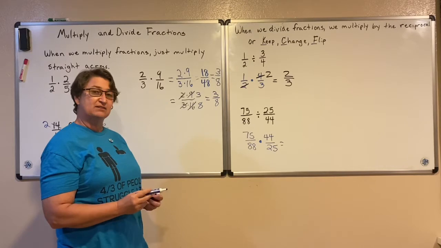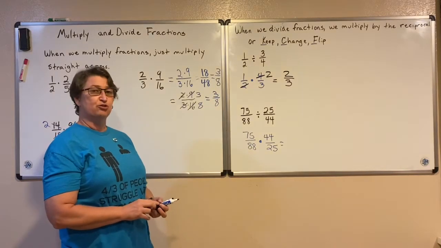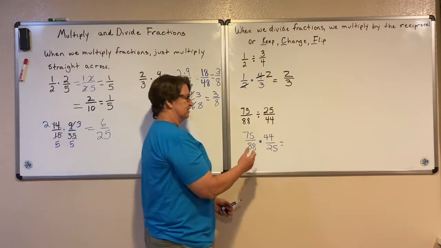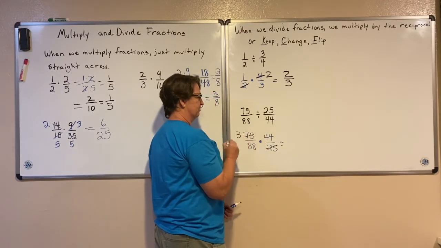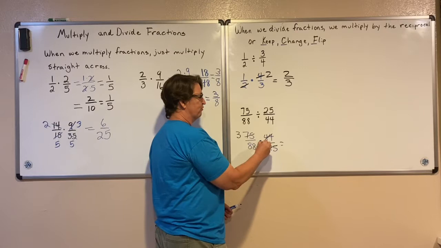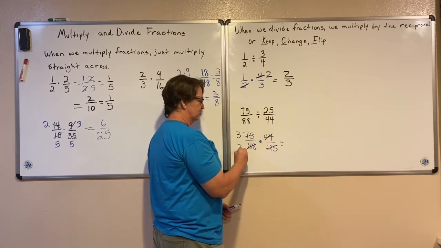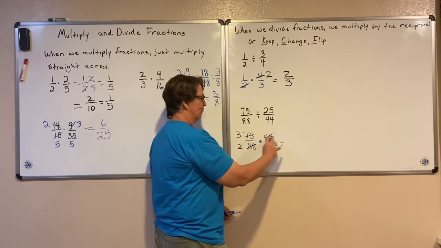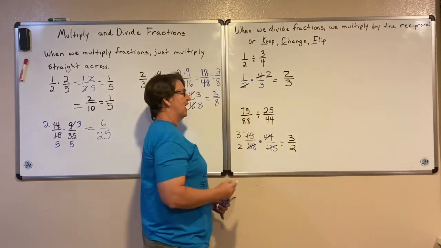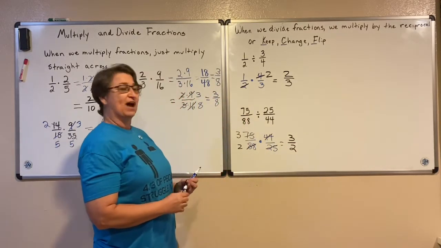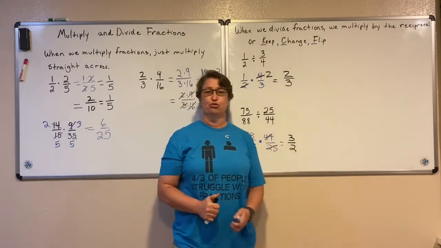But if I can find something to simplify, I'm going to do that first. So for instance, 25 goes into 75 3 times, and 44 goes into 88 2 times. So when I multiply straight across, I end up with 3/2. So 75/88 divided by 25/44 is equal to 3/2.